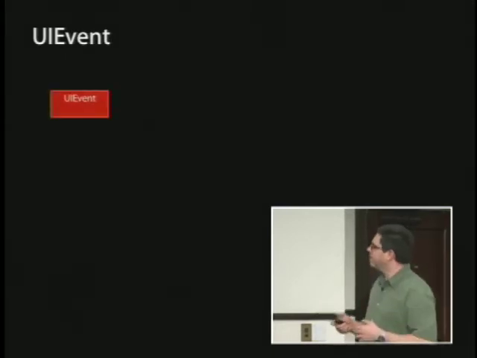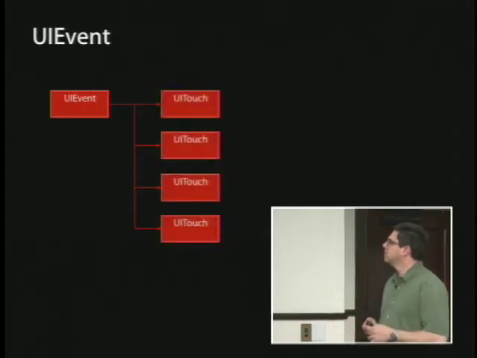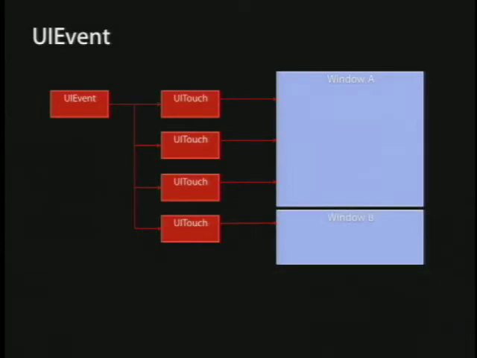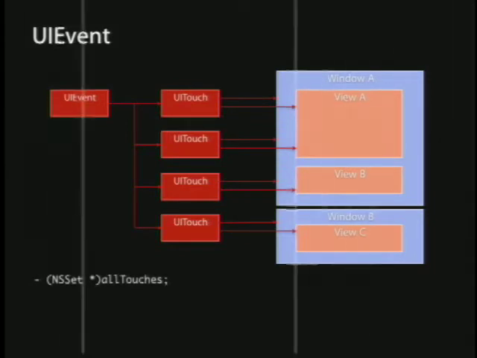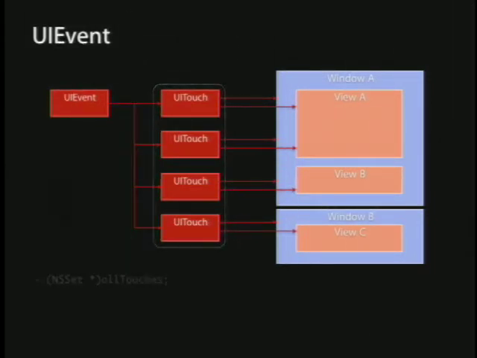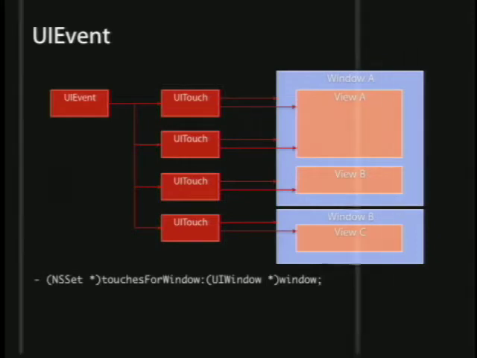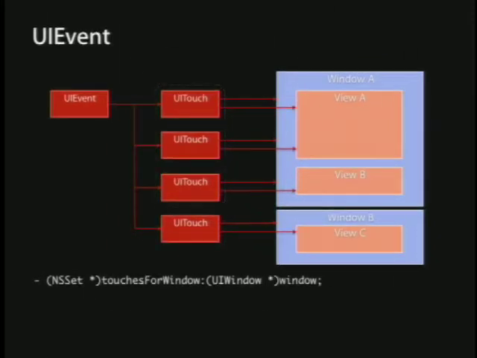So graphically, we have an event. It contains some set of touches for all the fingers that are on the screen right now. Those are bound to some set of windows and further to some set of views within those windows. If we ask for all the touches, we'll get back a set with everything. If we ask for touches for window A or window B, we'll get the appropriate touches there. And then finally, with touches for view, we can ask for the various views, and we'll get back sets containing just the touches that are bound to those views.